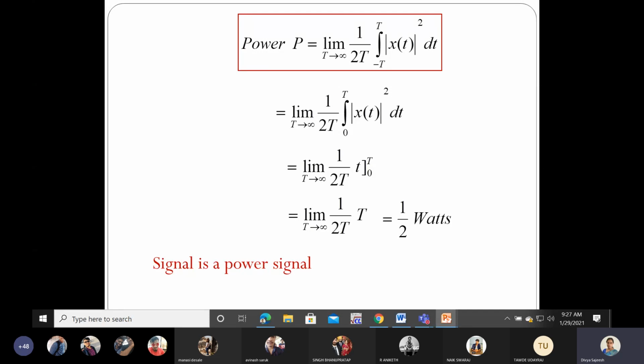Okay, so normally, if you are getting signals with finite duration and finite magnitude, such kinds of signals will be energy signals, whereas signals with infinite duration and constant amplitude, such signals will be power signals. So in general, signals with finite duration and magnitude will be energy signals, and signals with infinite duration.